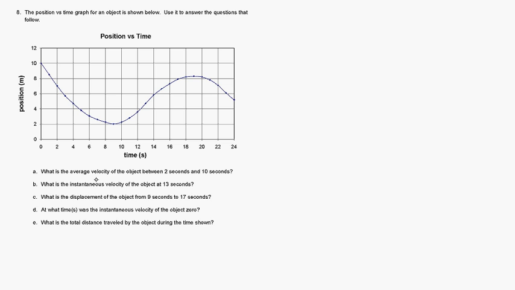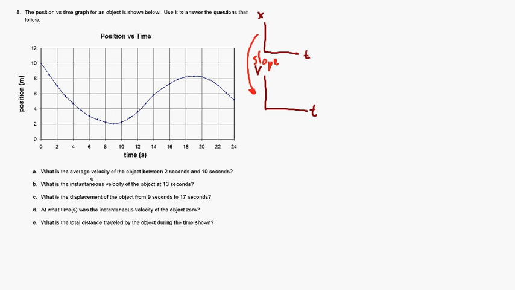So for example, what's the average velocity of the object between 2 seconds and 10 seconds? So let's start. How do we find average velocity? We've got a position versus time plot here, and if you remember how this goes with the little ladder, here's a position versus time plot, and here's a velocity versus time plot that matches. And if we want to go down from position to velocity, we take the slope.